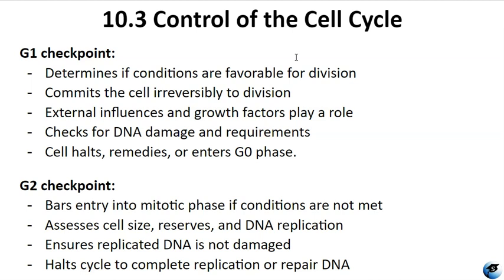The G2 checkpoint prevents mitotic phase entry if conditions aren't met. Cell size, reserves, and accurate DNA replication are all assessed at this checkpoint, and it's to ensure that the DNA integrity is intact, and it allows for repairs if needed.